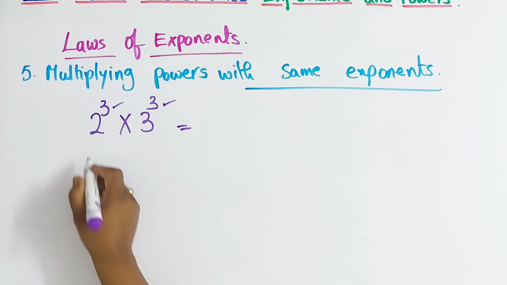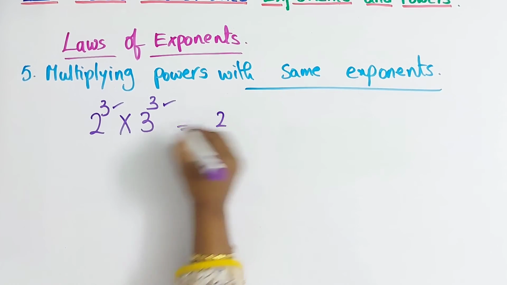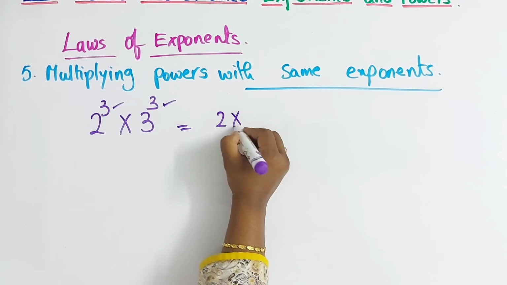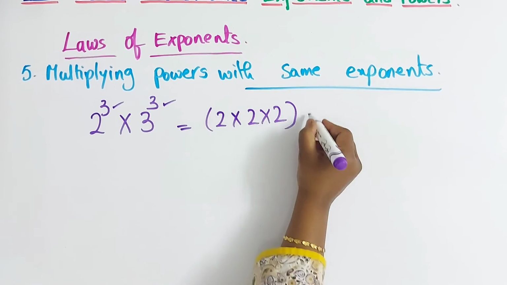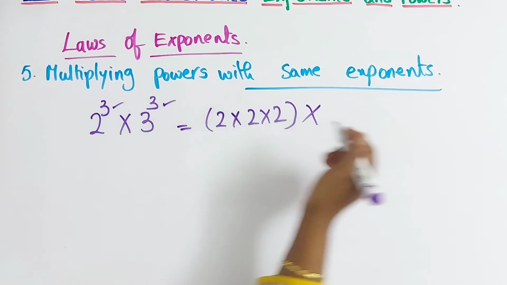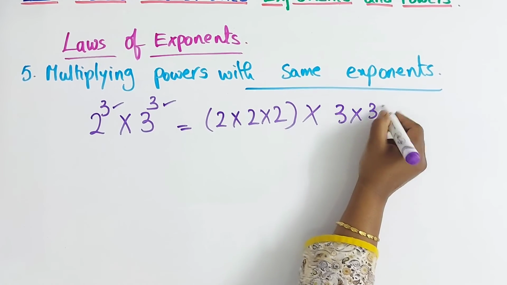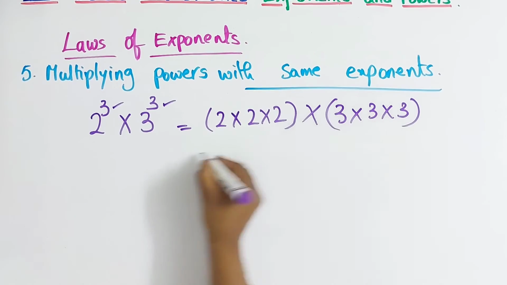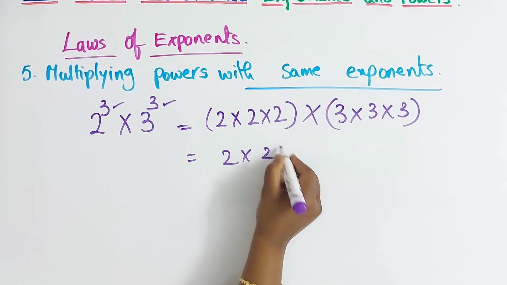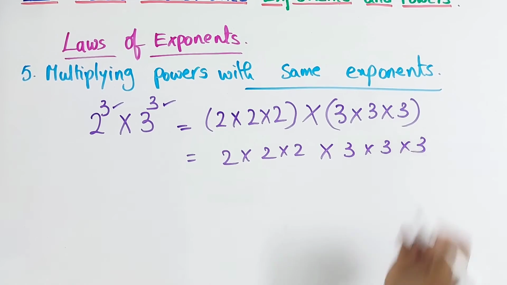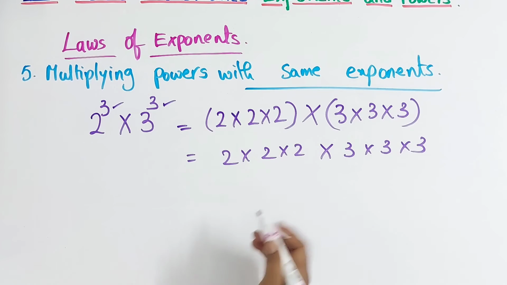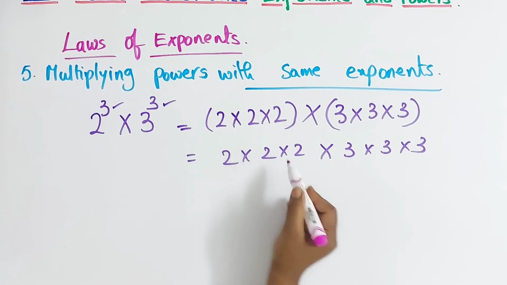We'll write the expanded form now. 2 raised to the power of 3 means we have to multiply 2 three times repeatedly: 2 into 2 into 2, into 3 raised to the power of 3, which is 3 into 3 into 3. If you remove the brackets: 2 into 2 into 2 into 3 into 3 into 3. See here, we can change the places in multiplication: a into b equals b into a. So here I am changing the places.